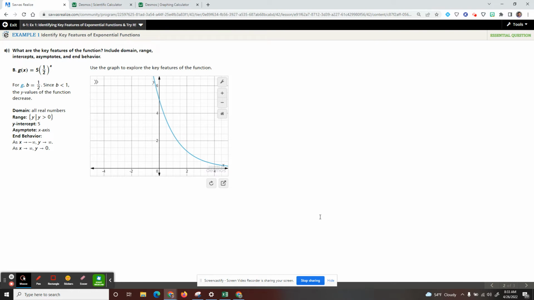This one, the end behaviors are essentially the opposite, right? As x approaches negative infinity, so as x goes to the left, y approaches infinity, meaning it goes up. As x approaches infinity, meaning as x goes to the right, y approaches 0, meaning it flattens out at an asymptote of y equals 0. In this case, the y-intercept is 5, which also matches your a value.